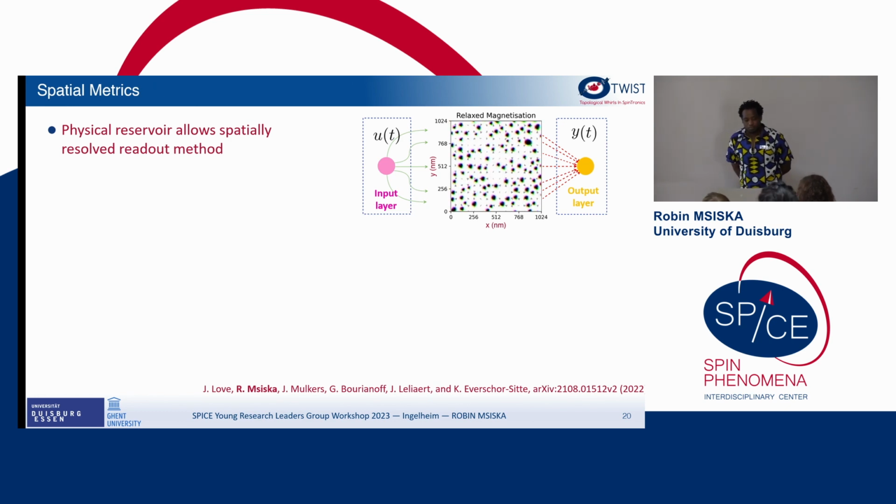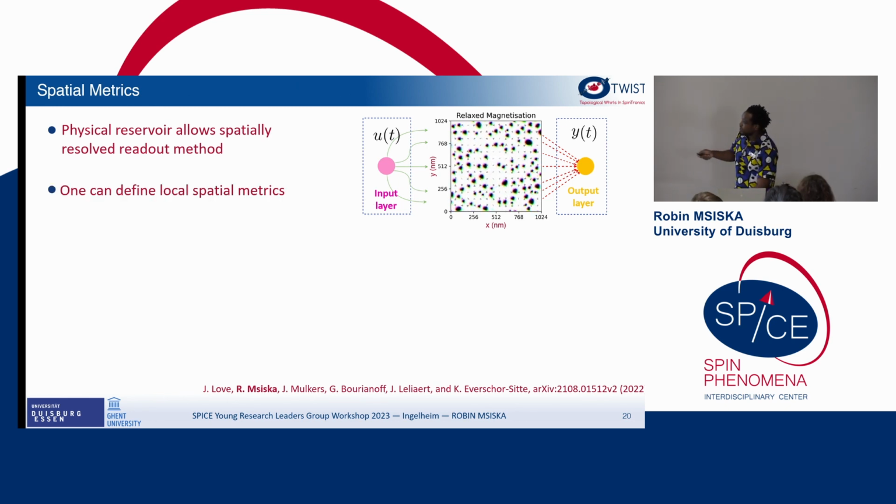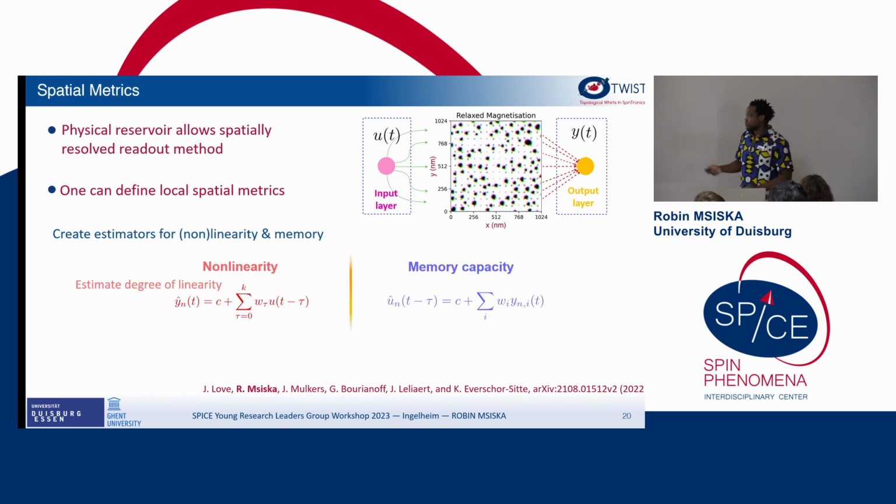So the main focus of my talk and the first part of my study is looking at spatial metrics. This is when your reservoir relies on a spatially resolved readout. So take this reservoir here, which is, again, Skyrmions, as I said, randomly distributed. And in this case, given an input, they react to this input in such a way. Now, you can define local metrics to quantify the performance of this. How can one do this? Well, you can create estimators. So these are basically quantities that estimate the degree of nonlinearity and the degree of memory capacity within your system.